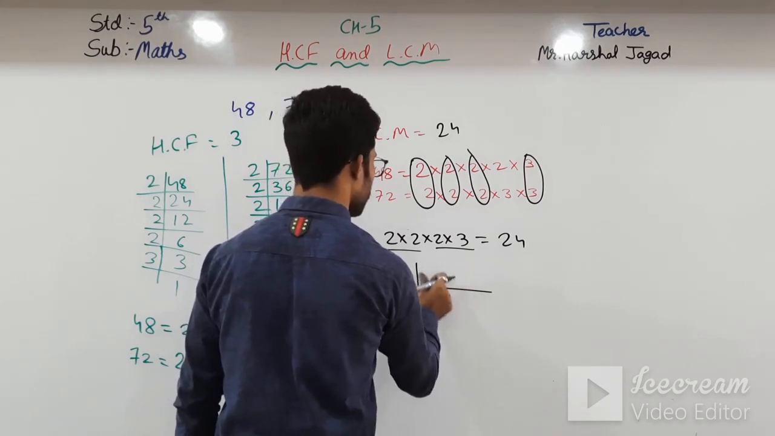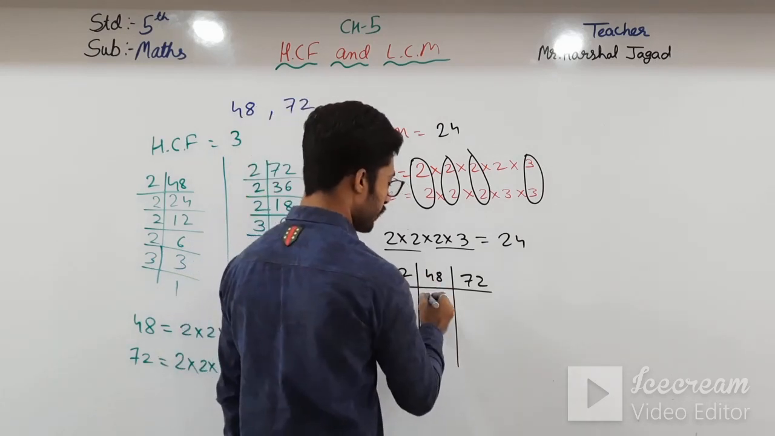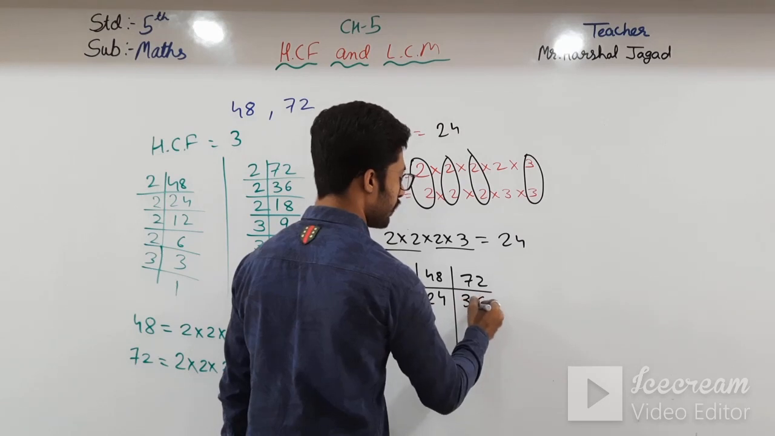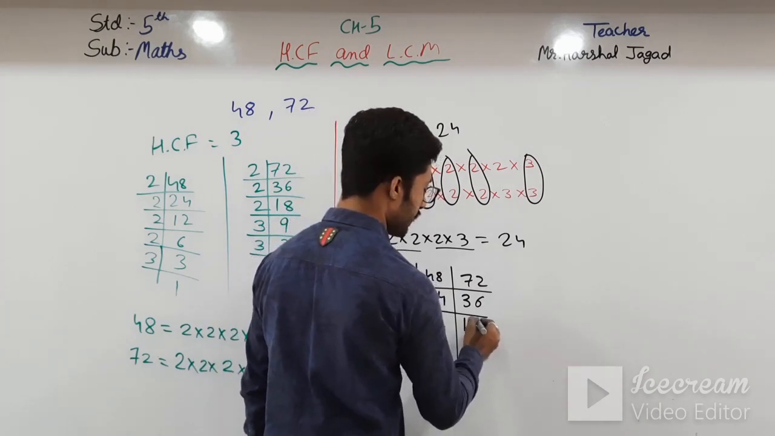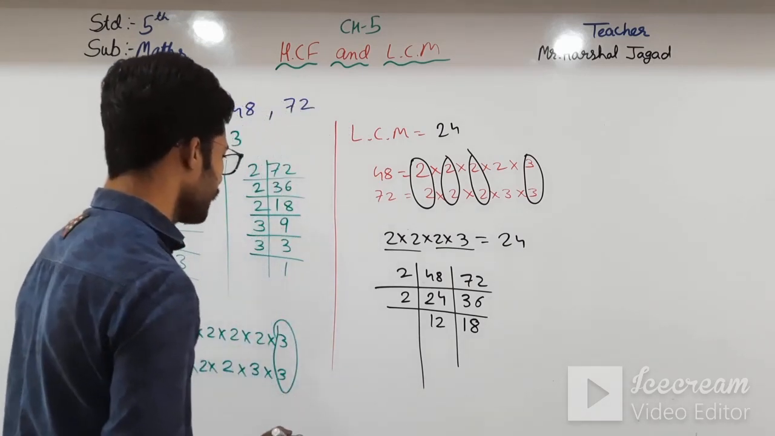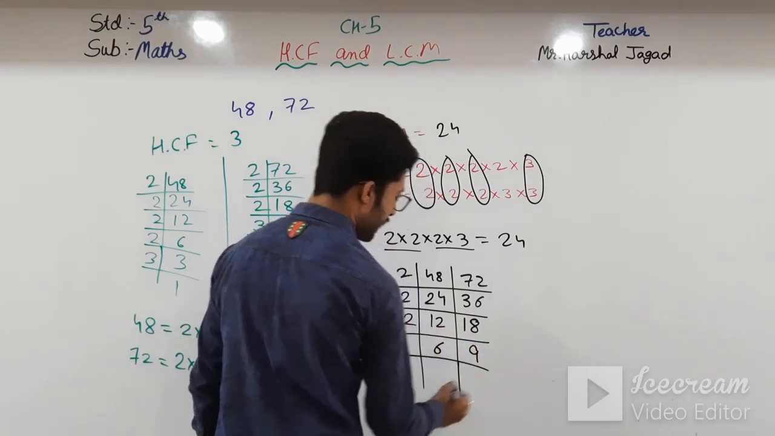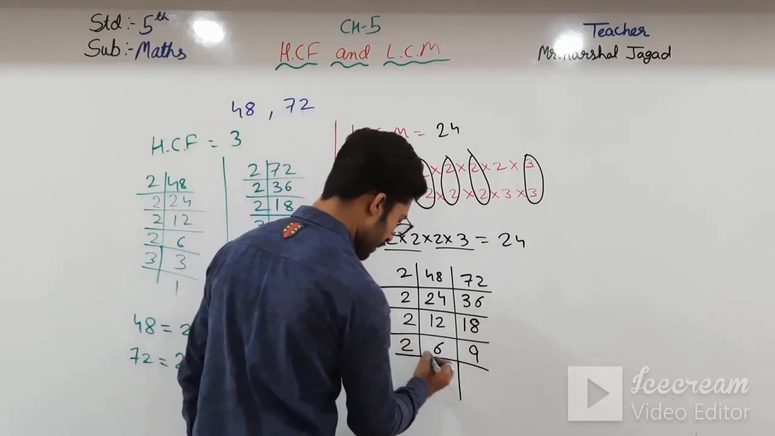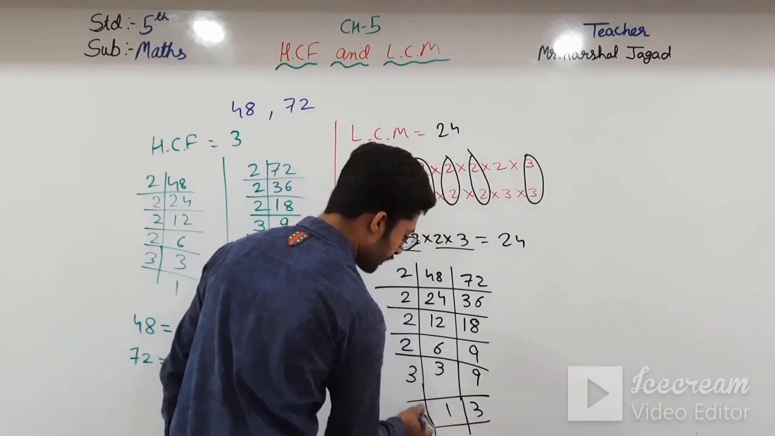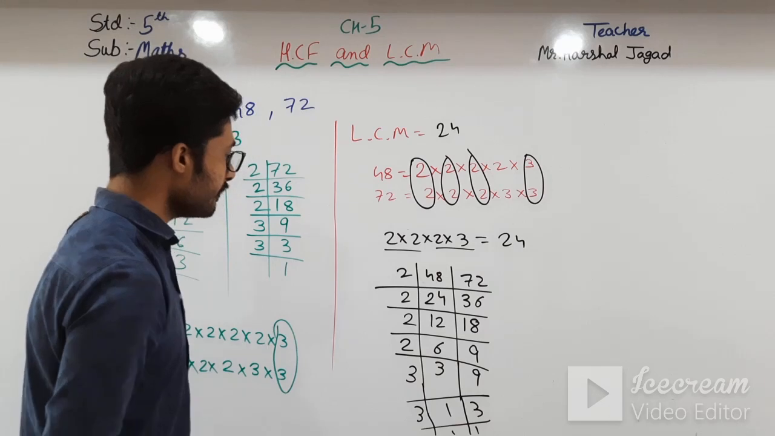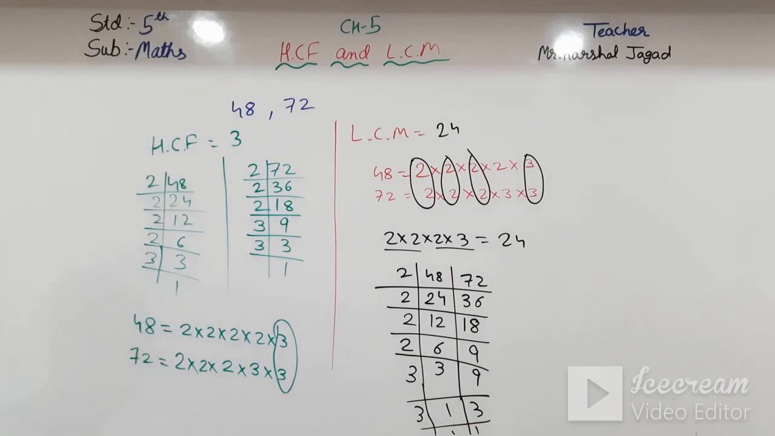So, that is 48. First of all, trying with 2. 2 2s are 4, 2 4s are 8, 2 6s are 12, 2 12s are 24, 2 1s are 2, 2 8s are 16. Okay, students. And now also moving with 2, 2 6s are 12, 2 9s are 18. And again with 2, 2 3s are 6, 9 as it is, and lastly 3 1s are 3, 3 3s are 9, 3 ones are 3. So, you can see students, here we get the factors.